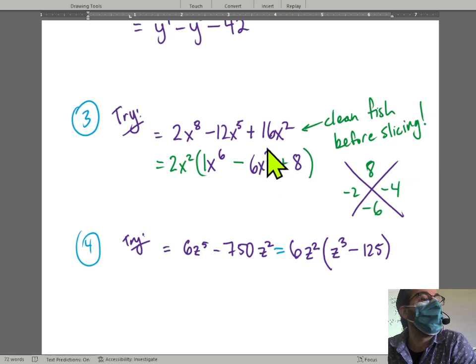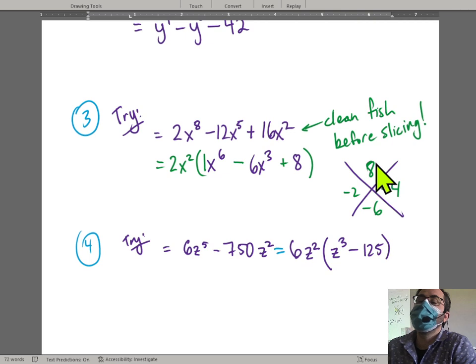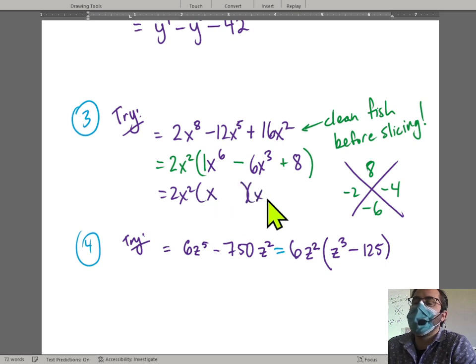Now, question. How did I know that this is a quadratic style? Because the power here is what? Half of the power 6. Remember that idea? So if this power in the middle is half of the larger power, you can use a quadratic to factor it. And so when you do that, this would be 2x squared times x minus 2 and x minus 4.